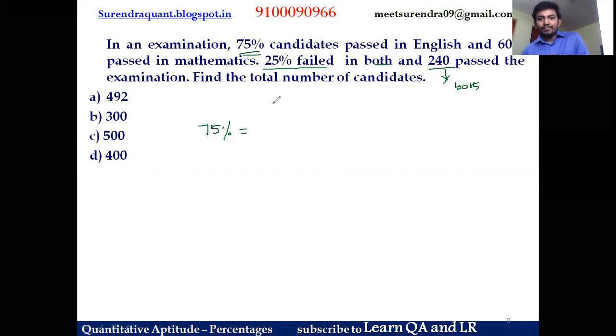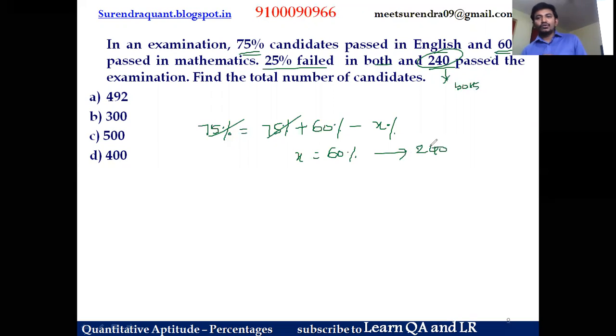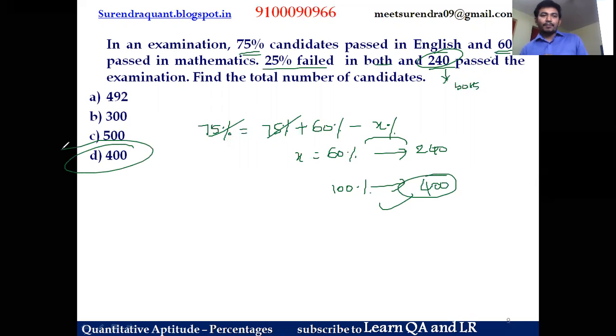That is N of A plus N of B minus N of A intersection B. This X% is the number of students who pass in both. So 75 gets cancelled, and X is 60%. So 60% of students passed in both, which is numerically 240. So if 60% is 240, total 100% is what? This will be 4 times. So 400 are the students who took the test, and that is option D.